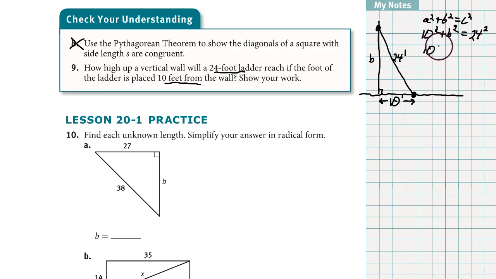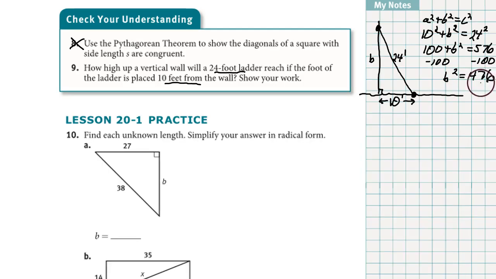10 squared is 100, plus B squared equals, and then 24 squared is 576. Subtract 100 from both sides, and we get B squared equals 476. Now use your calculator to do the square root of 476 to see what you get for B. I'll pause the video for you to do that. It's 21.8 feet. The ladder's 24 feet long, but when you put it diagonally, it doesn't reach 24 feet up the wall, only 21.8 feet.